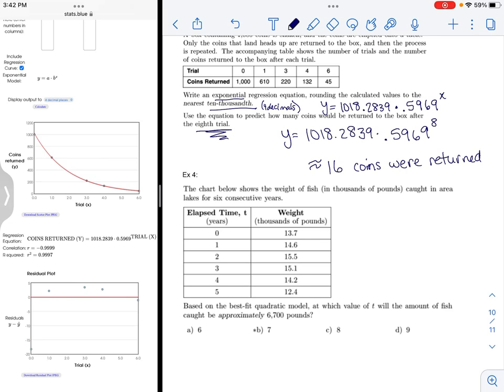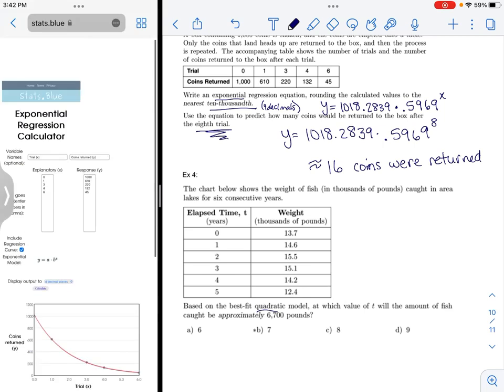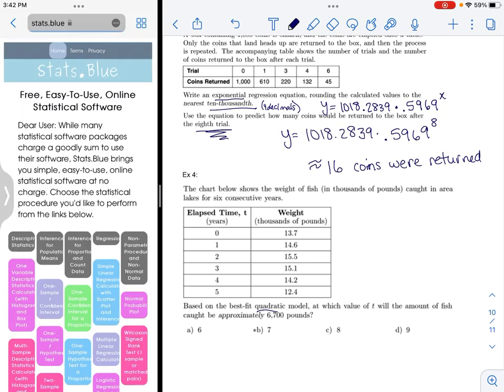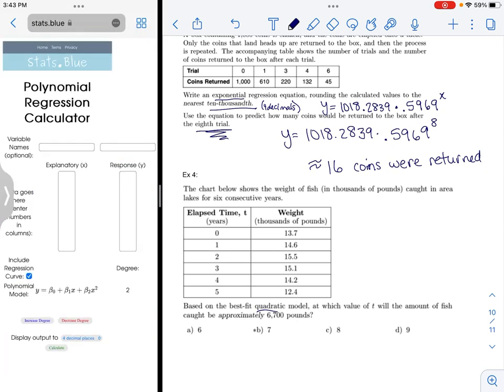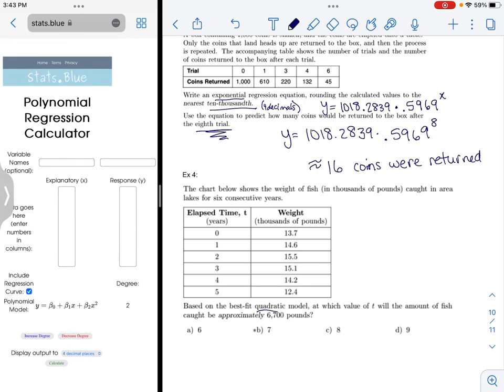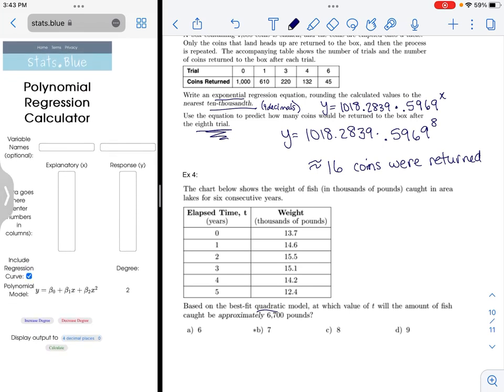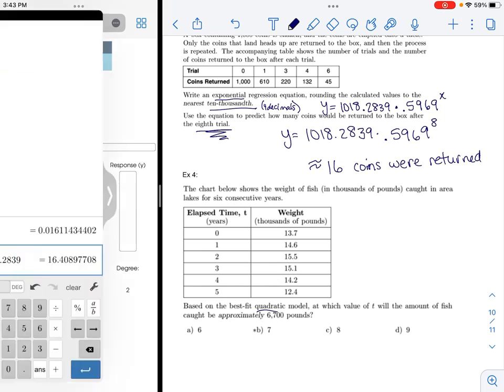The last one here, it says that it's quadratic, so we'll get a little bit of work on this. So the chart below shows the weight of fish in thousands of pounds. It's just decimal, so they don't have to write it all out. Caught in area lakes for 6 consecutive years. So, once again, we don't need exponential now. We want to come down here to our polynomial regression calculator. And yeah, it doesn't say quadratic specifically because your degree tells us that this is a quadratic, not a cubic or a quintic, etc. So you can go ahead and plug in your information.